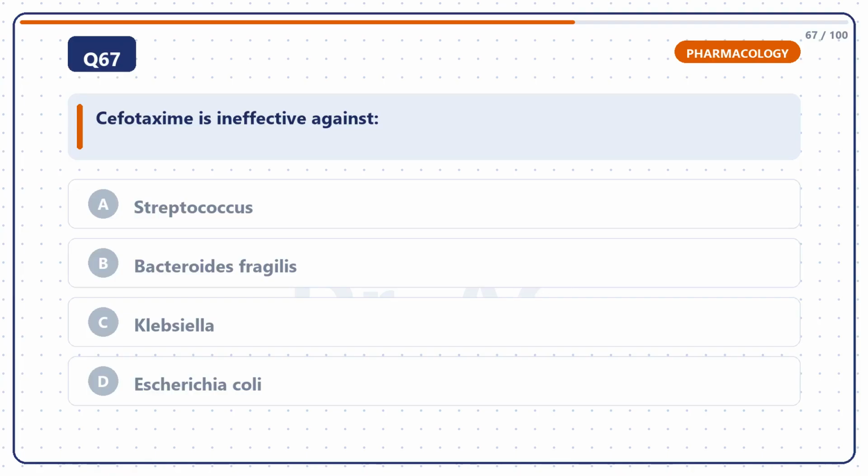Question 67. Cefotaxime is ineffective against option A. Streptococcus. Option B. Bacteroides fragilis. Option C. Klebsiella. Option D. Escherichia coli.